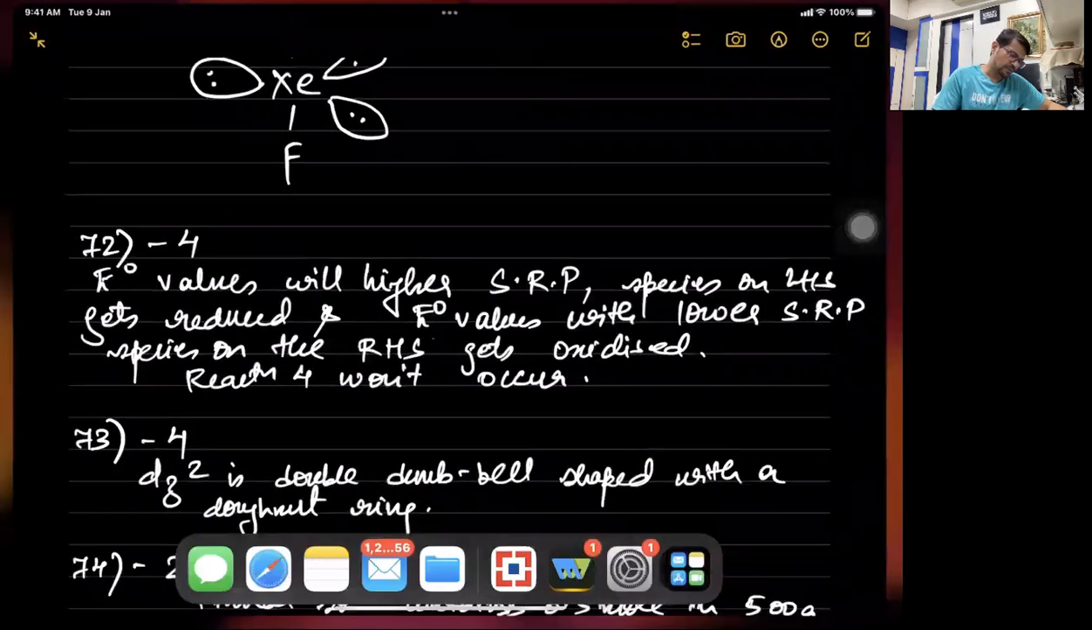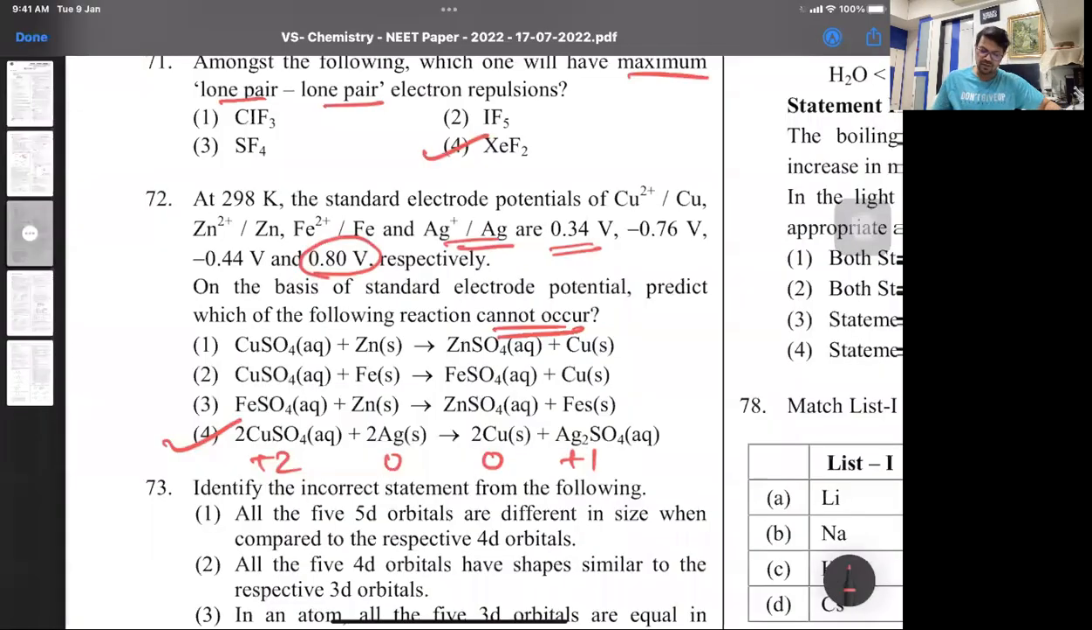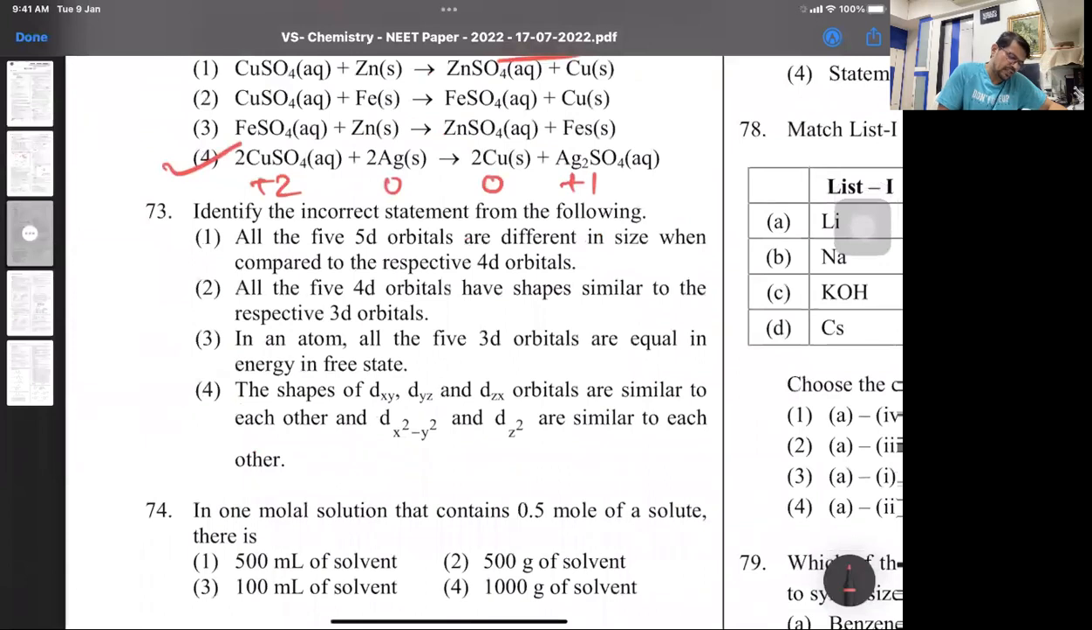Then 73. If you observe, it says identify the incorrect statement. It says all the 5d orbitals are different in size when compared to the respective 4d. Yes. Now here, if you observe clearly, there's only one statement which is incorrect. That is the fourth one: the shapes of dxy, dyz, and dxz are similar, and last it says the x square minus y square and the z square are similar.